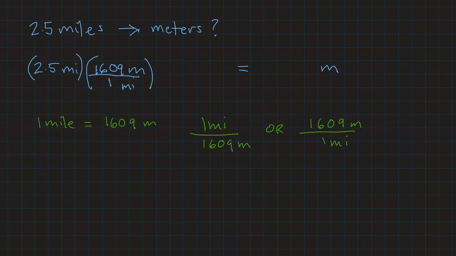Again, we get to cancel the units. We're canceling out miles. And we're left with meters, which is great because that's the unit that we want in our answer. So we're going to end up multiplying 1609 by 2.5. Most of us will want to use a calculator to do that. So 1609 times 2.5, pop that in your calculator. And what are you going to get?